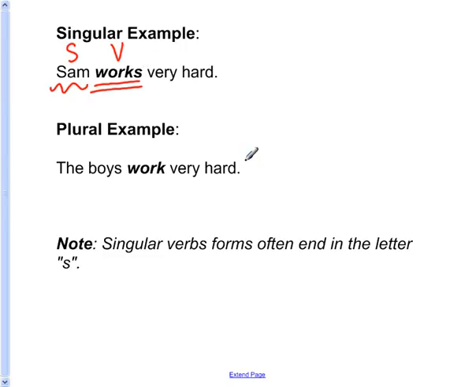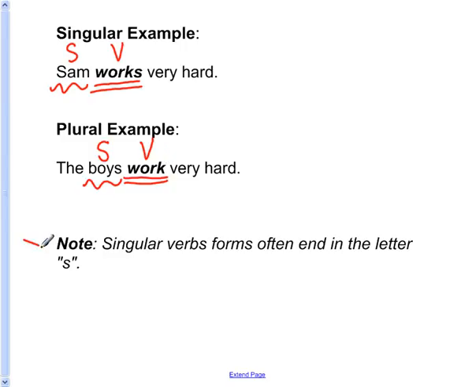Let's look at a plural example. The boys work very hard. The main verb in this sentence is work. The subject is boys. In this case, the subject boys is plural. The form of the verb to work that agrees with the plural subject is work.